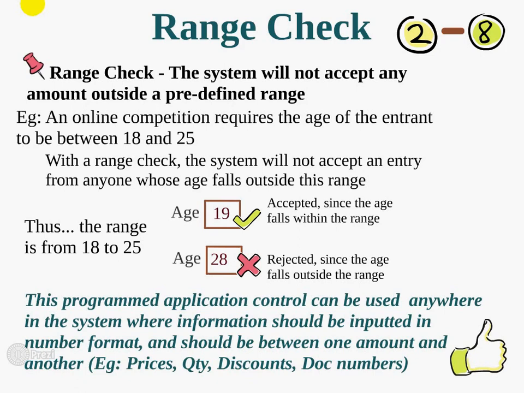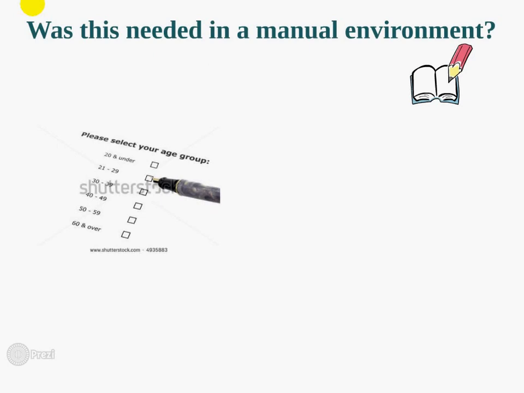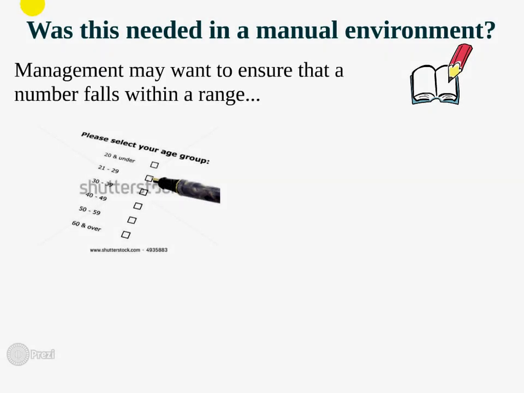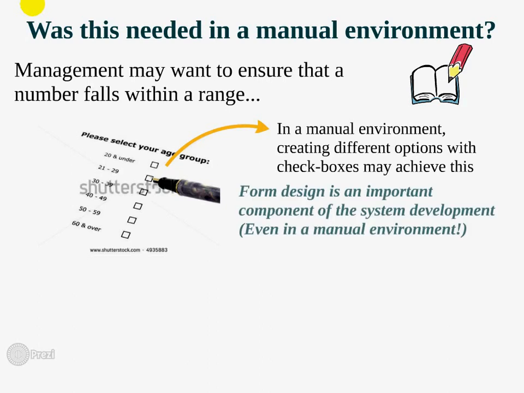This programmed application control can be used anywhere where information should be inputted in a number format and should be between one amount and another: price, quantity, discounts, document numbers, etc. Was this needed in a manual environment? Obviously, accuracy is also an issue. Management may want to ensure that a number falls within a range. In a manual environment, creating different options with checkboxes may achieve this. You can see our little categories there: 20 and under, 20 to 21, etc., etc.